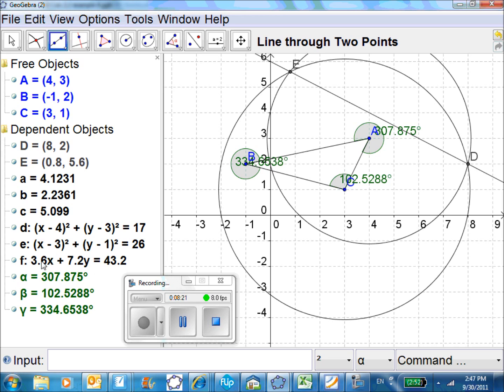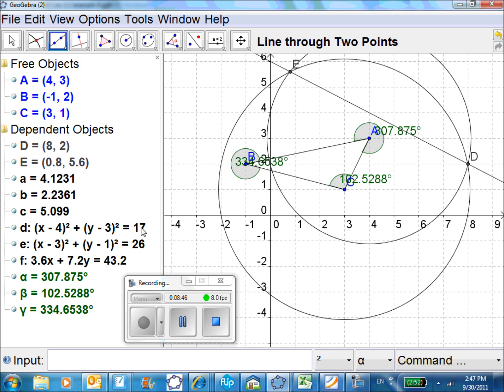What does it look like? 3.6x plus 7.2y equals 43.2. Standard form, for a line. That line is not the intersection of the 2 points, is it? And I want you to do this algebraically as well as in GeoGebra. But GeoGebra is going to give you all these sort of stepping stones.